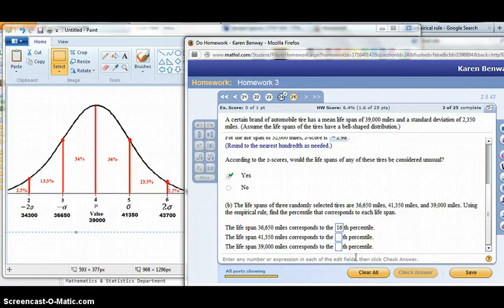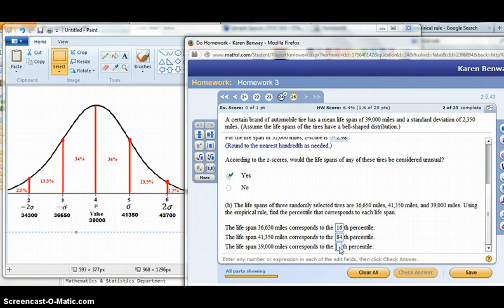Let's see, and then for 41,350, we have 34% here, plus 34% more. That gives us 68%. Plus another 13.5% down here, plus 2.5% down below, 2 standard deviations below. So that gives us a total of 84% down below. So this would be the 84th percentile.